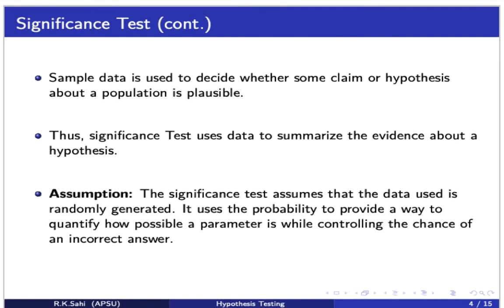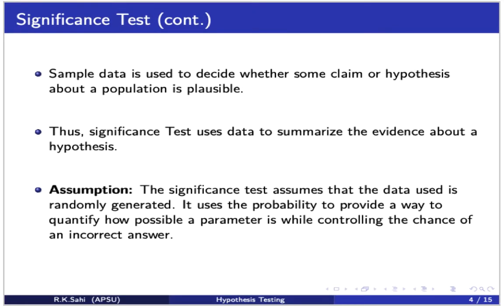So what basically do we do in a significance test? We make a claim and we say, depending upon these scenarios, I think this is going to be true or this may not be true. We make some claims or hypotheses about a population. And now, okay, we have made a claim, we'd like to support it. So what we do is we take sample data and we decide whether the claim we are making about a population is plausible. And this is where a significance test helps us to summarize the evidence about this hypothesis.